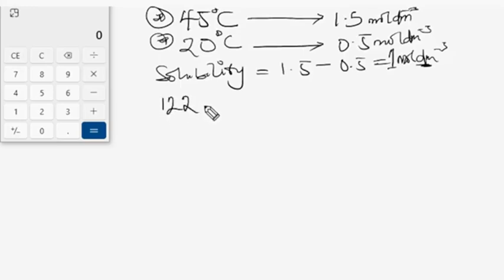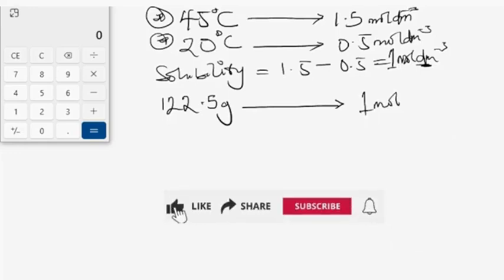So 122.5 grams is for 1 mole of this substance. So in order to get the mass of this substance, potassium trioxochlorate(V), that was crystallized out, we also need to check the number of moles we have from the solubility, and guys, that's 1 mole.